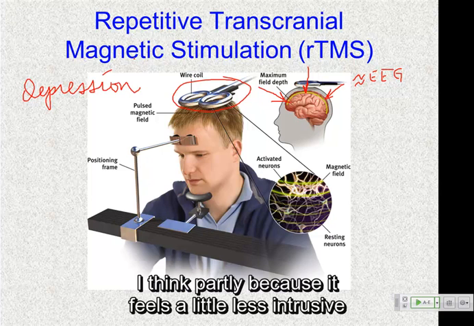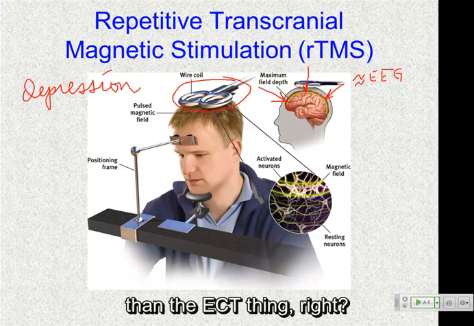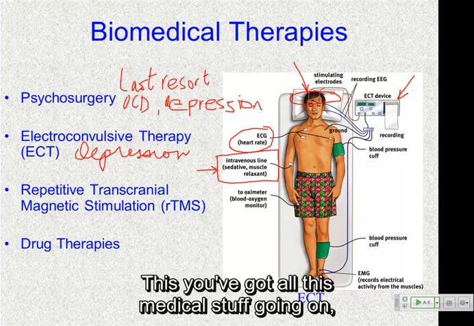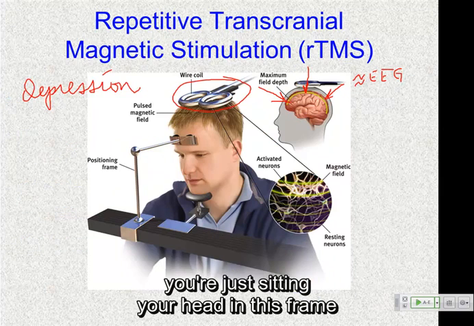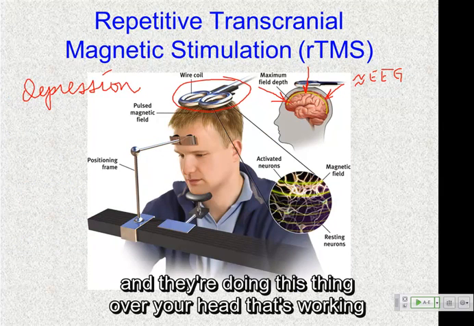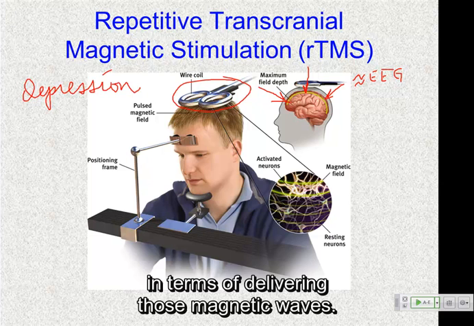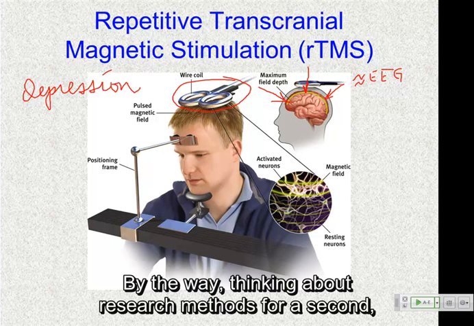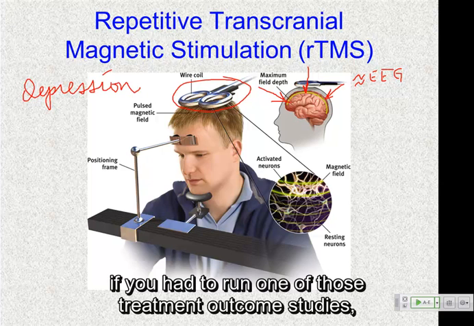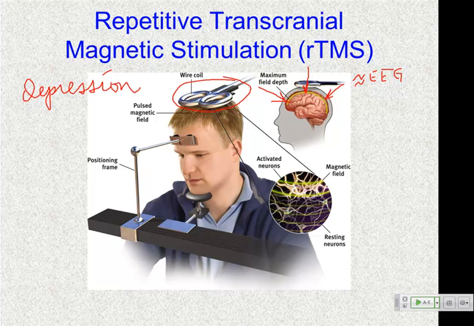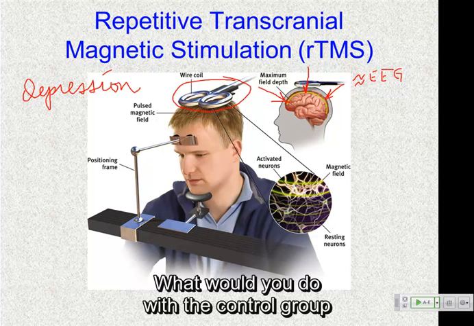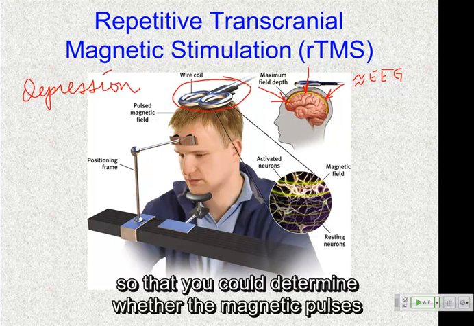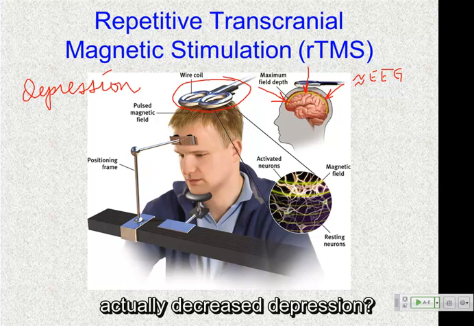I think this is going to become a more common treatment, partly because it feels a little less intrusive than the ECT thing, right? You've got all this medical stuff going on, and you're being sedated, and here you are, you're just sitting with your head in this frame, and they're doing this thing over your head that's working, okay, in terms of delivering those magnetic waves. By the way, thinking about research methods for a second, if you had to run one of those treatment outcome studies, this is what you do with the treatment group. What would you do with the control group so that you could determine whether the magnetic pulses actually decrease depression?